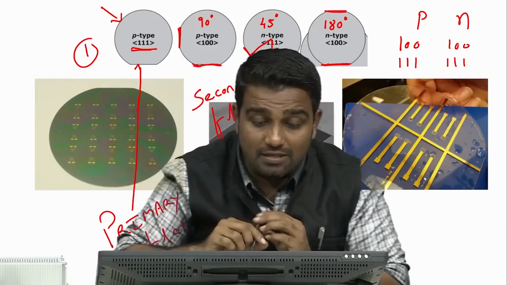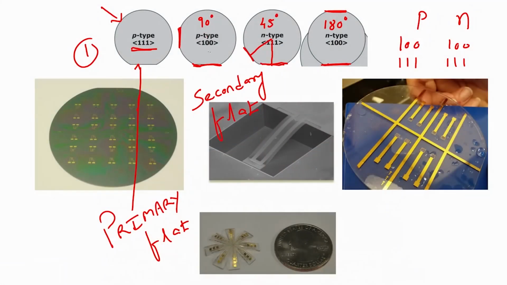If you go back on the screen, we can see that 90 degree with respect to primary flat is my p type 100. Beautiful. That means it is very easy to identify the type of the wafer and the crystal orientation of the wafer depending on where the primary flat is and where the secondary flat is with respect to primary flat, or whether a secondary flat is there or not.